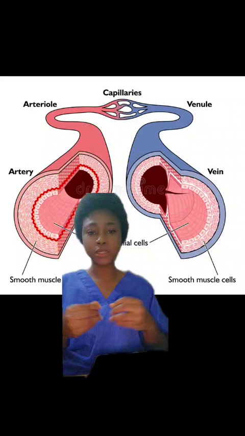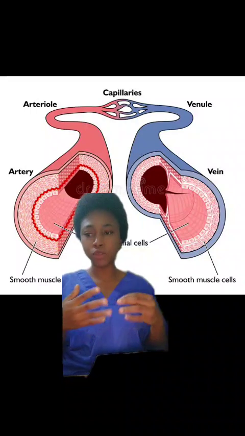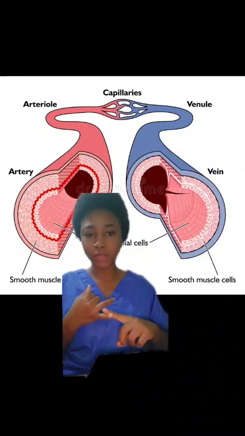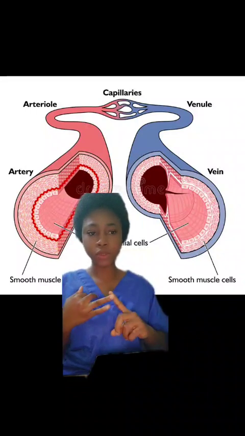And then, why is the vein important? Mostly it serves as a reservoir, because 2 to 3 of our blood is stored in the vein.